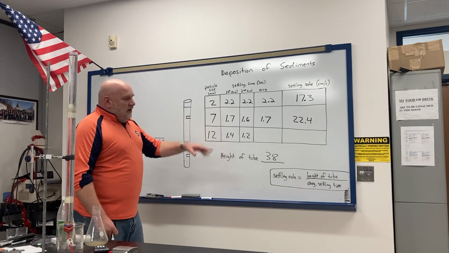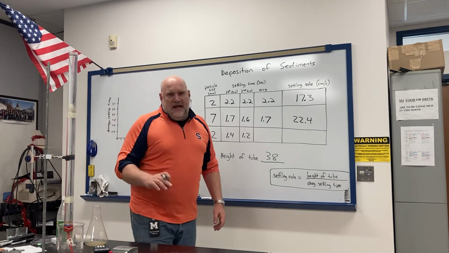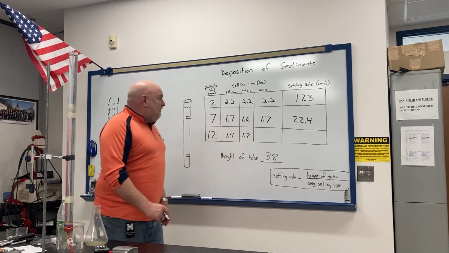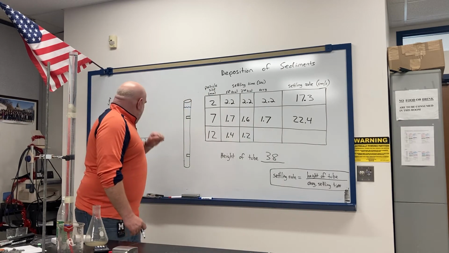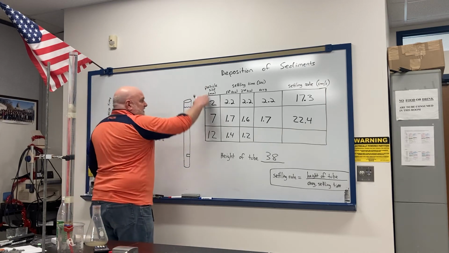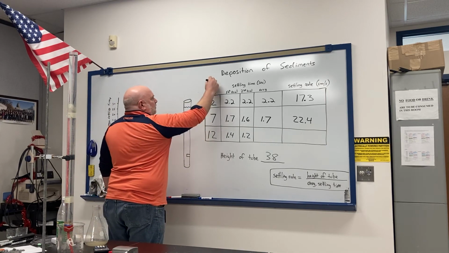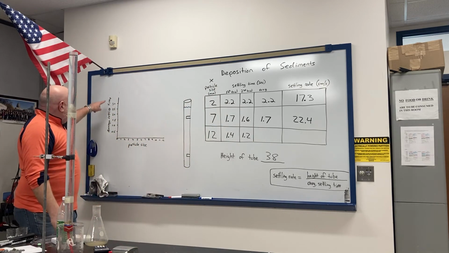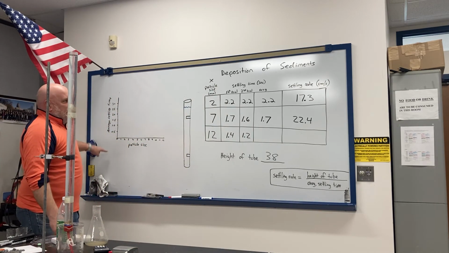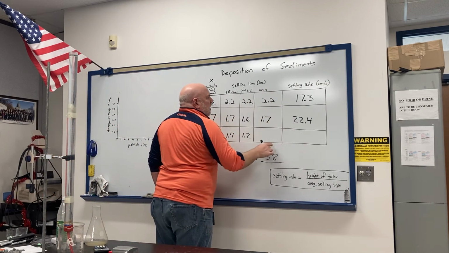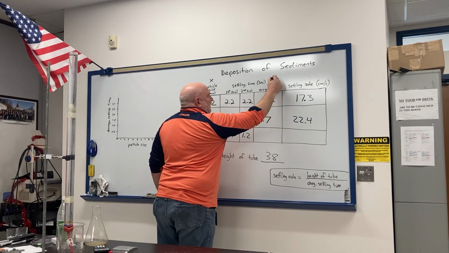Once you have that done, what you're going to have to do in the lab is make a graph. What you're going to be graphing is the particle size on the x-axis. So these numbers right here are what you're going to graph on your x-axis. And on the y-axis, it says average settling time. So these numbers right here are what you're going to be plotting on the y-axis.